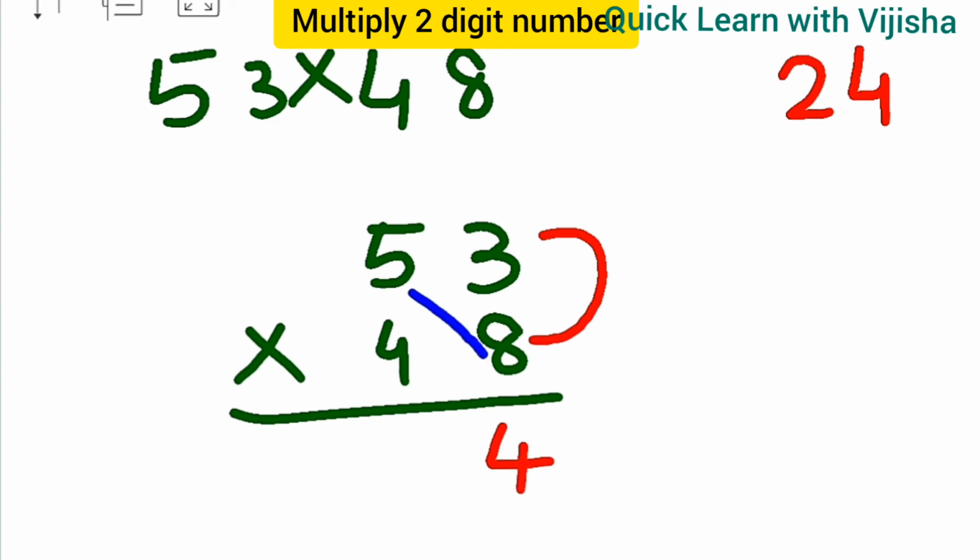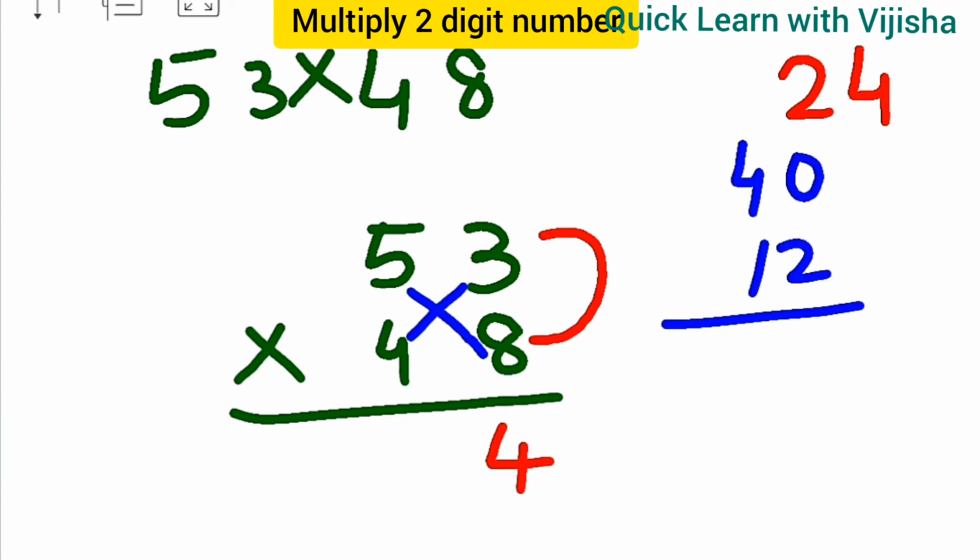Now 8 5s are 40. So I will write under 2. And 4 3s are 12. Understanding, children? 2 plus 2 will give you the value as 4 and 4 plus 1 will become 5. So in this also I will take only 4. 5 I will keep aside.